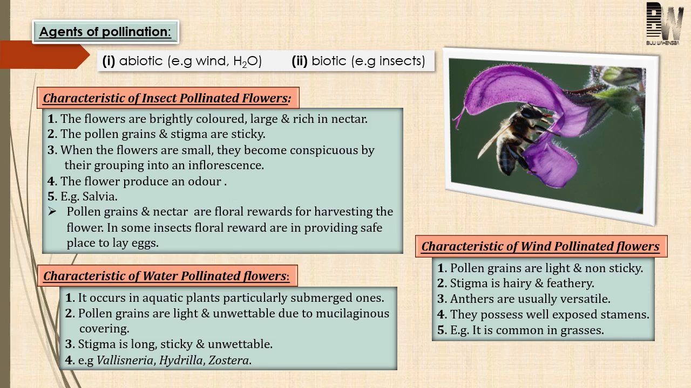Like this, we have come to the end of this class, and before we wind up, let me remind you of what we have learned in this class. In this class, we have learned about the three types of pollination: autogamy, geitonogamy, and xenogamy. And we have discussed types of pollinating agents and the characters of flowers pollinated by different pollinating agents.